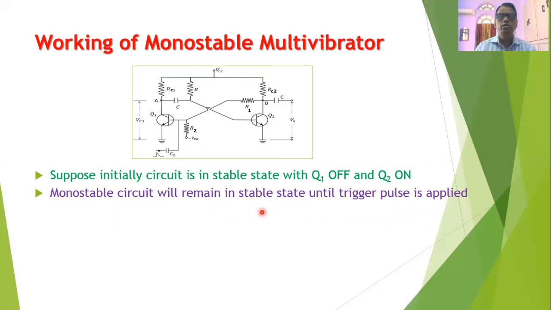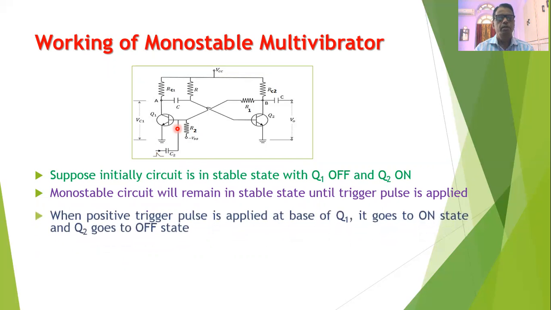The monostable multivibrator will remain in this state for an indefinite interval of time. If you want to change the state, it is necessary to apply a trigger pulse to the input of the monostable multivibrator. Either you can apply a positive trigger pulse to the base of Q1, or a negative trigger pulse to the base of Q2. To the base of Q2, the transistor which is on, you can apply a negative trigger pulse, and to the base of Q1, the transistor which is off, you can apply a positive trigger pulse.